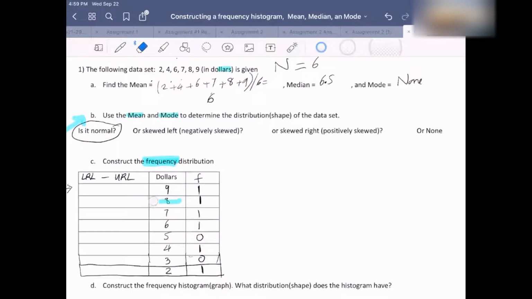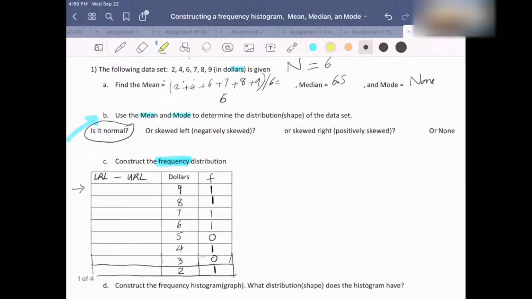Okay, let me do this. All right. So let's find the limits for the first row here. That means the limits of the 9. What is the lower limit and the upper limit of number 9?